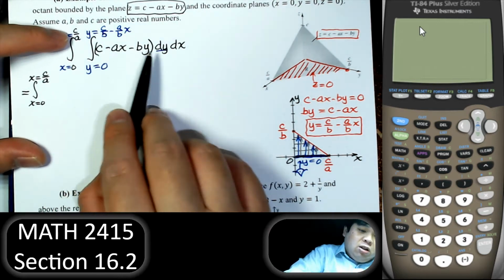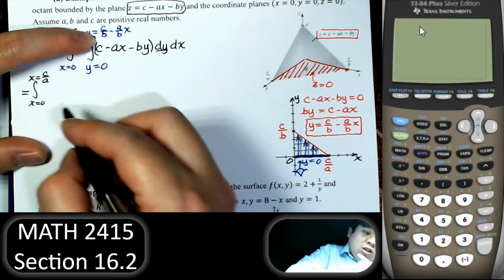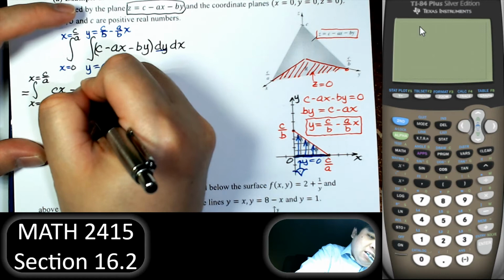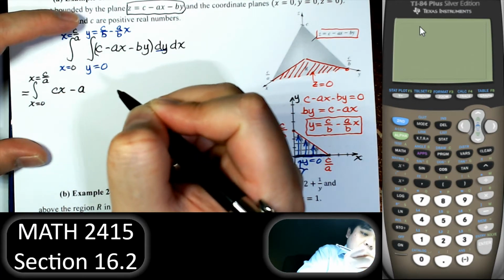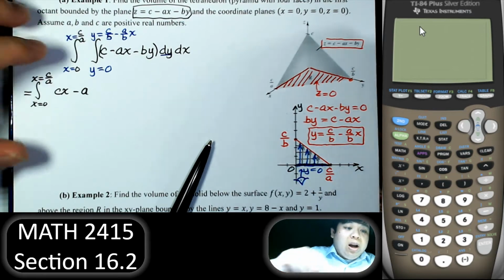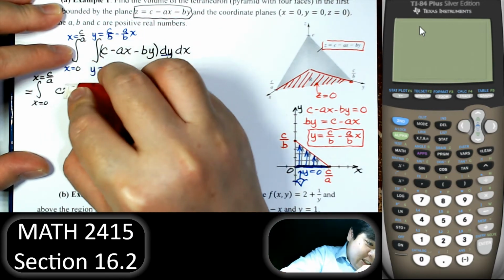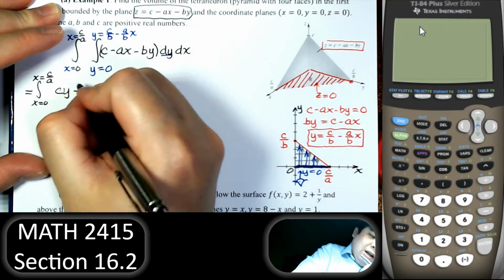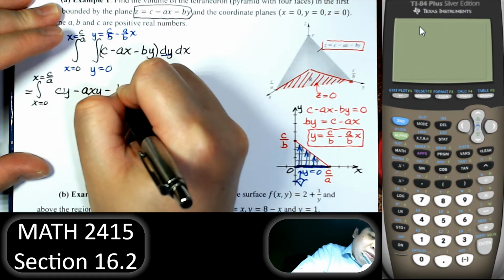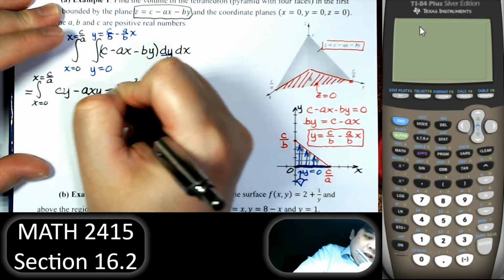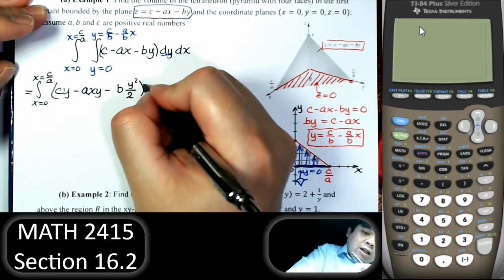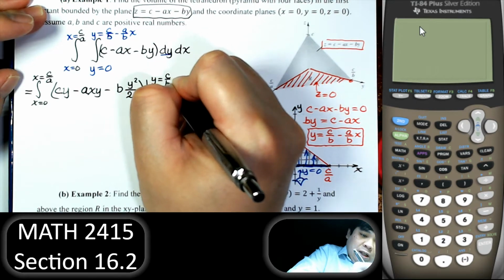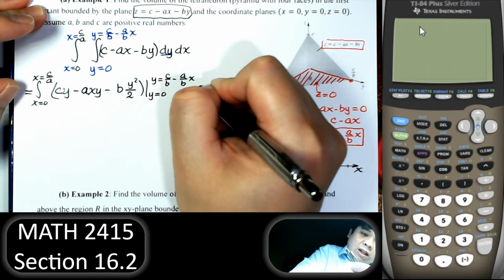Now we integrate the inside function with respect to y, so everything else is constant. I'm sorry, with respect to y, right? So we have cy minus axy minus b y squared over 2, with limits y equal to 0 to y equal to c over b minus a over b x, and then dx.